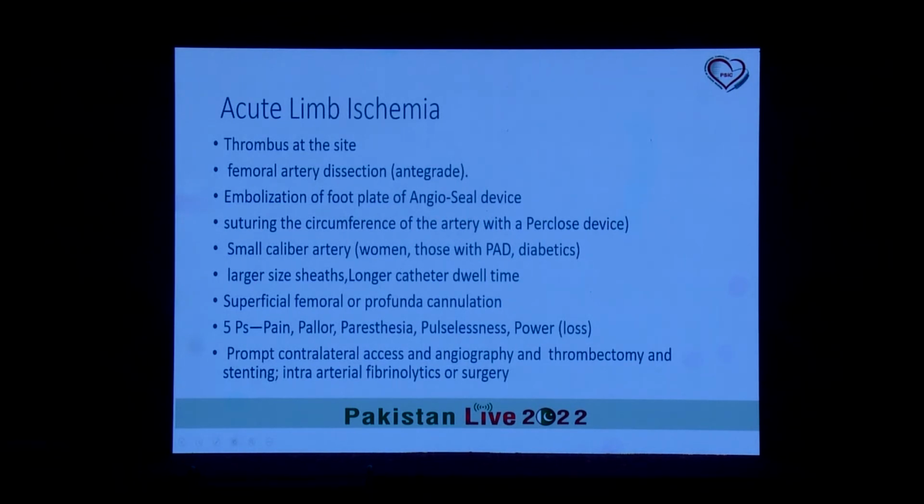I think it's not uncommon to say that the 5 Ps of ischemia are there. Now the treatment is prompt contralateral access. If there is threatening limb ischemia, the best is contralateral access, angiography, thrombectomy and stenting. Intra-arterial fibrinolytic or surgery at times can be used.